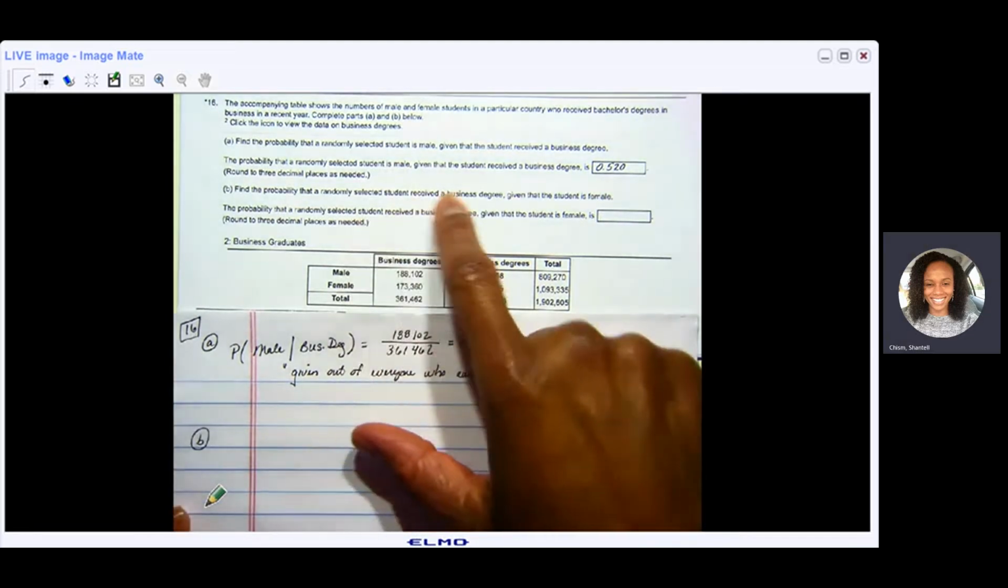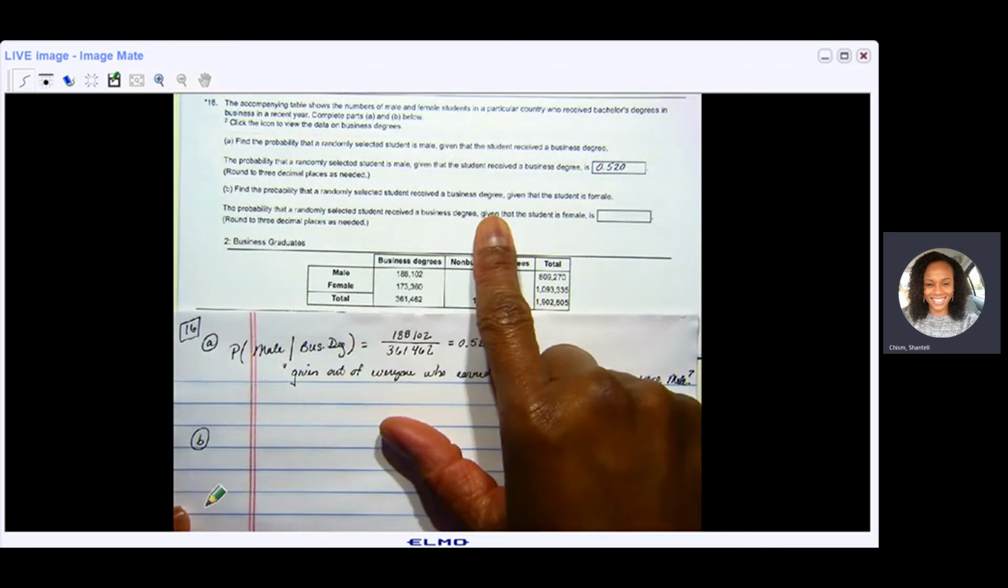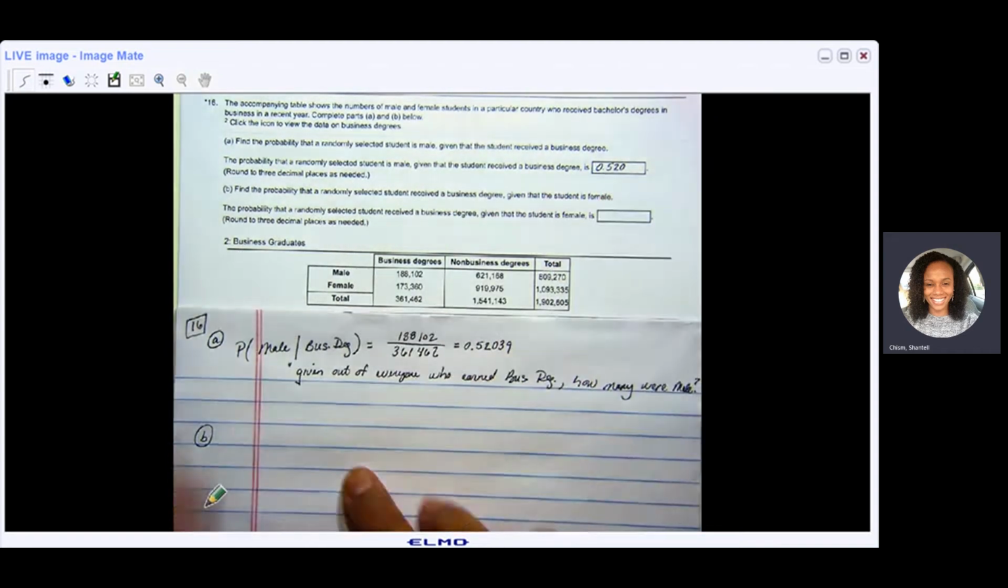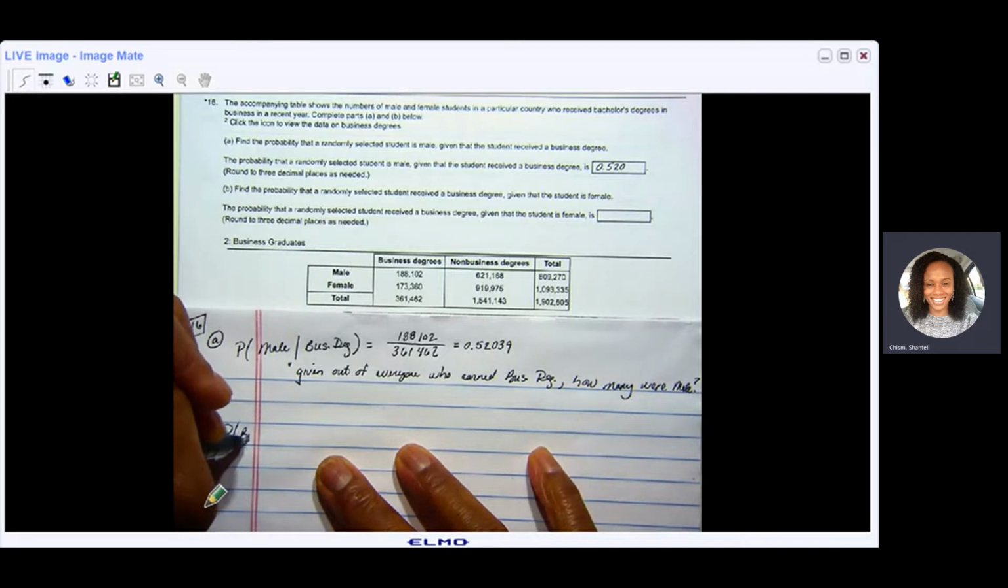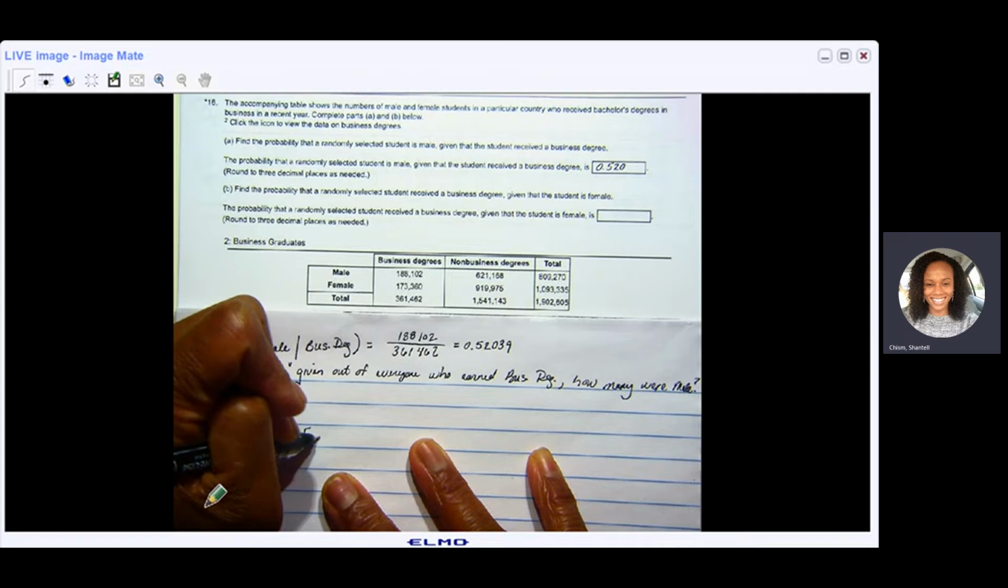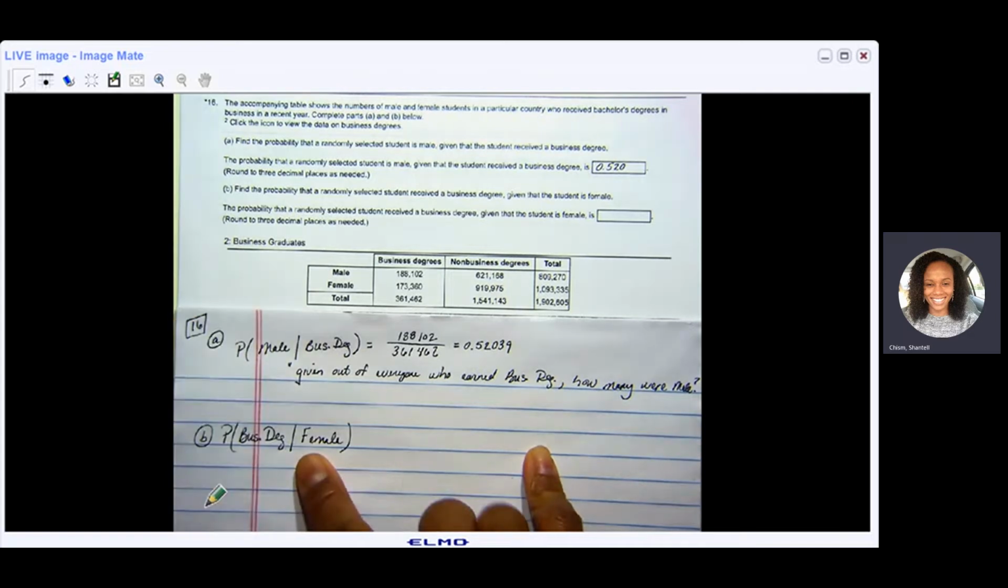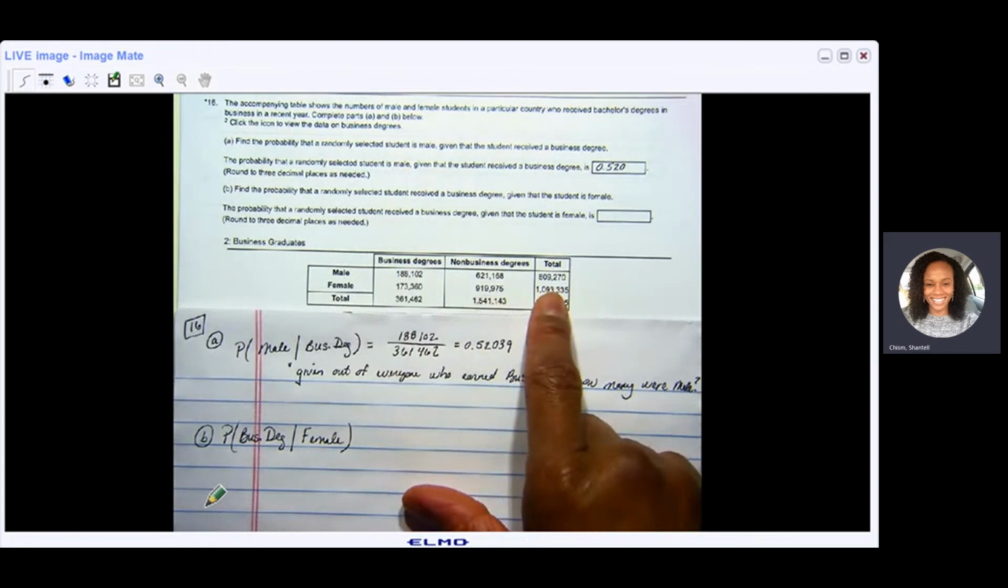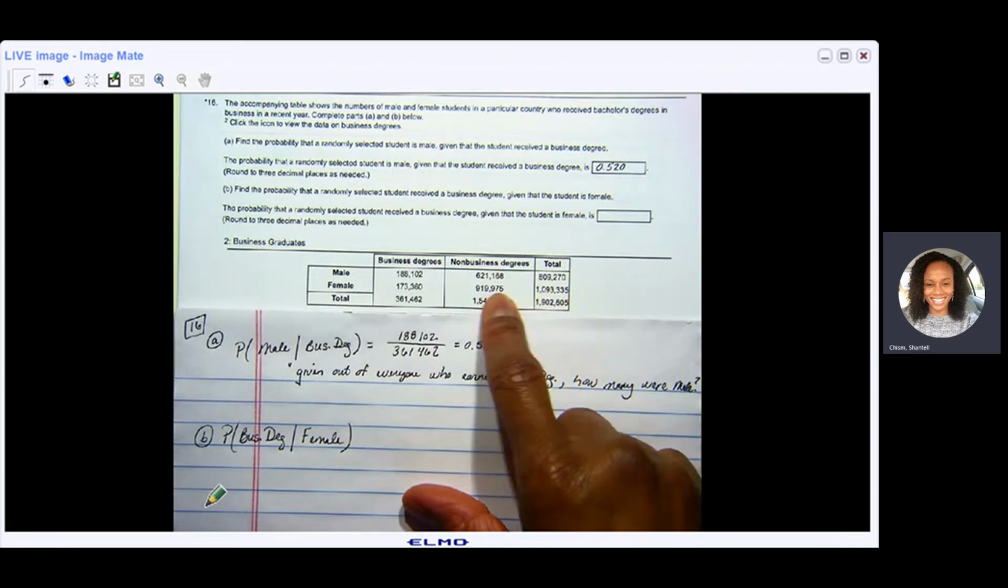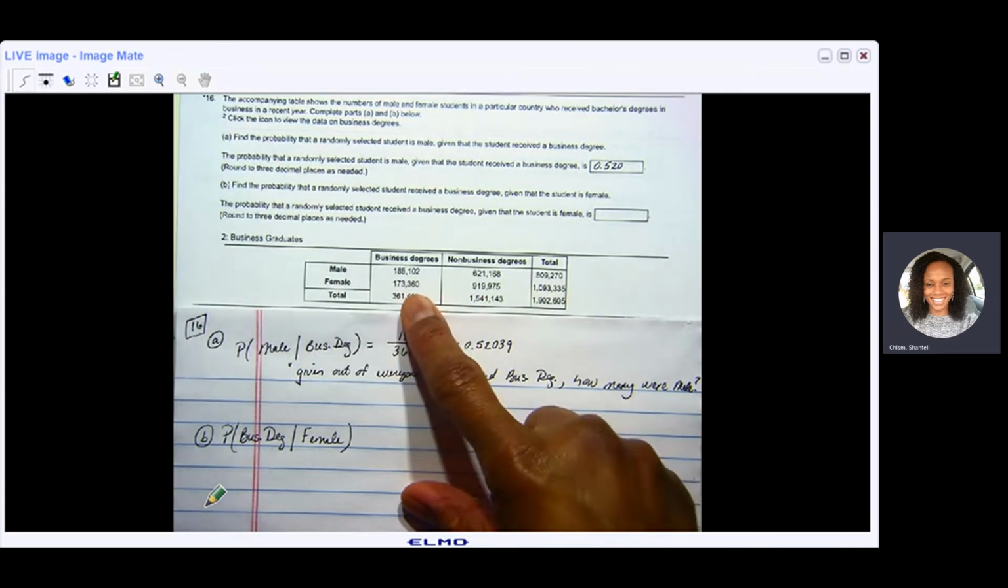Okay. Part B, find the probability that a randomly selected student received a business degree given that the student is female. So now, probability earned a business degree given female. So female follows the word given this time. That means of all the female students, of this total female students, how many earned a business degree?